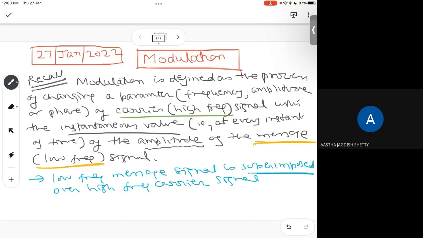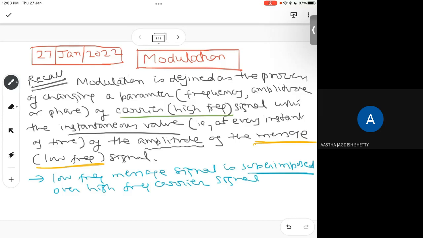As we discussed last time, if I have to transmit my voice signal, which is what we call a message signal or an intelligent signal, over large distances, I need to modulate the signal. Modulate means to change a parameter. At lower frequencies, your lambda is very large, and because lambda is very large, your antenna dimensions become very large, which we'll also talk about when we talk about the need of modulation very soon. Your antenna size becomes very large, of the order of kilometers.